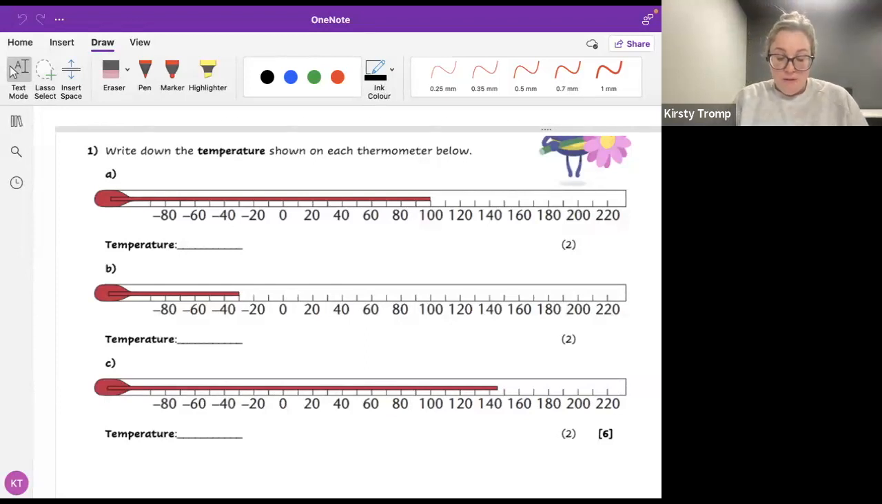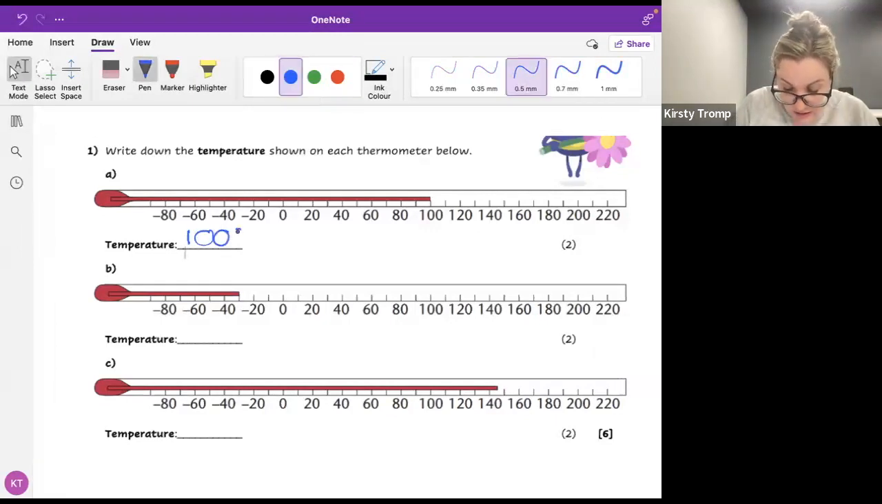For example, when we're looking at our first thermometer, it says, write down the temperature shown on each thermometer below. For the first one, if I'm reading that correctly, I'm going to get, let's give ourselves a nice color pen, 100 degrees Celsius. So for my first one, I read, where is the line finishing? There it is over there, and that represents 100 degrees Celsius.